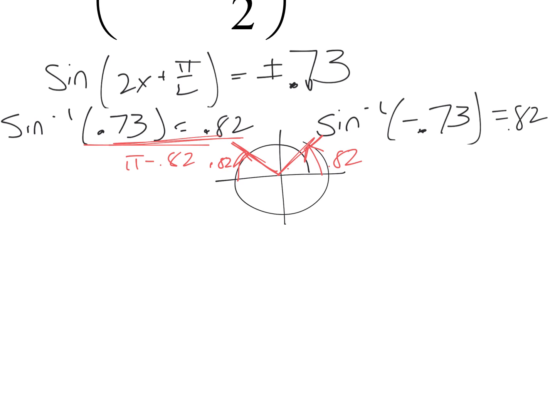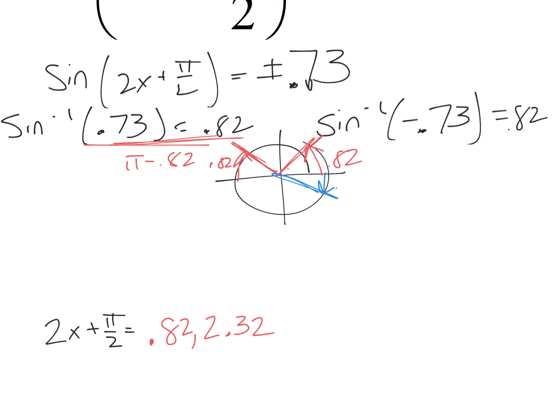So we have 2x plus pi over 2 has to be equal to, from the red angles, 0.82, and then pi minus 0.82, which is 2.32.